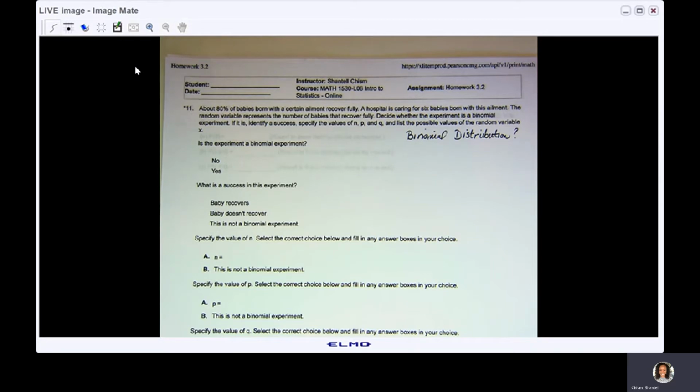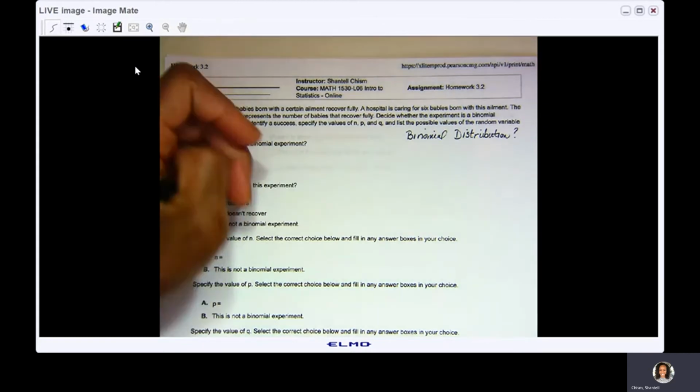So it says, is this experiment binomial? Let's reread it. About 80% of babies born with a certain ailment recover fully. A hospital is caring for 6 babies born with this ailment. So either they recover fully or they don't. Two outcomes possible. You got 6 individual babies, so 6 independent trials. So is this a binomial experiment? Yes, it is.